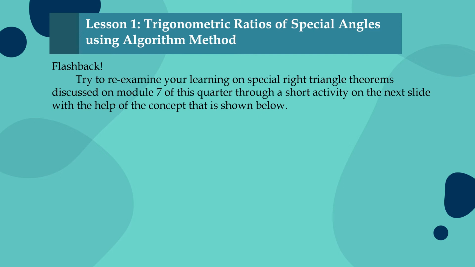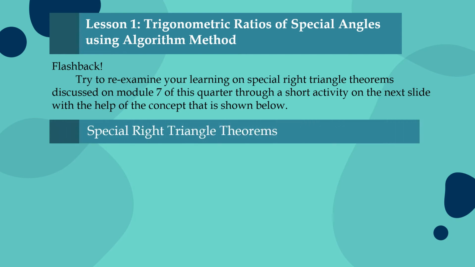So for us to have a short recap of the lessons in quarter 3, we will try to re-examine your learning on the special right triangle theorems, the 30-60-90 and 45-45-90 degree right triangles, discussed in module number 7 of quarter 3, through a short activity on the next slide with the help of the concept that is shown below. So, recap tayo sa special right triangle theorems.